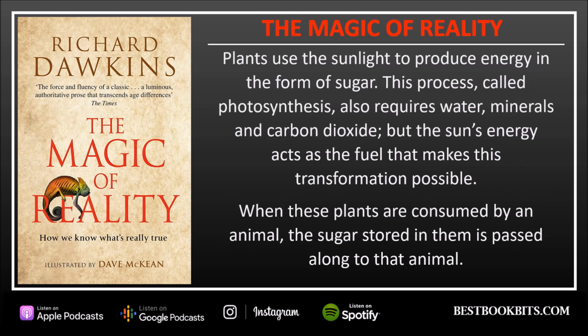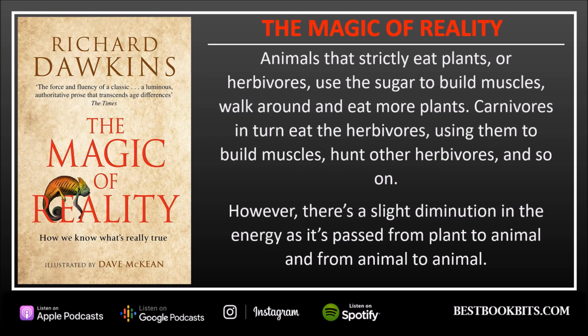Plants use the sunlight to produce energy in the form of sugar. This process, called photosynthesis, also requires water, minerals, and carbon dioxide, but the sun's energy acts as the fuel that makes this transformation possible. When these plants are consumed by an animal, the sugar stored in them is passed along to that animal. Animals that strictly eat plants, or herbivores, use the sugar to build muscles, walk around, and eat more plants. Carnivores in turn eat the herbivores, using them to build muscles, hunt other herbivores, and so on.